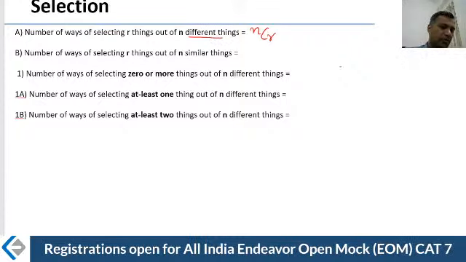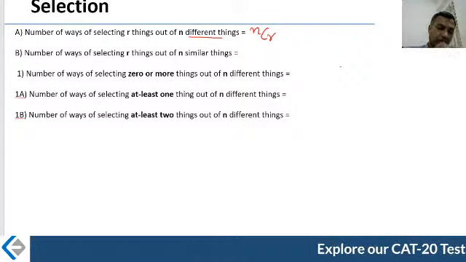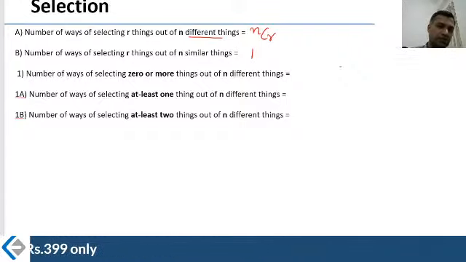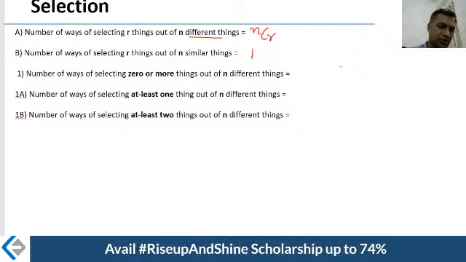Second one: the number of ways of selecting R things out of n similar things. Now think about this for a while. N similar things. The answer is going to be one. The number of ways of selecting R things out of n similar things is one. If you didn't get that point, let me give a simple illustration.